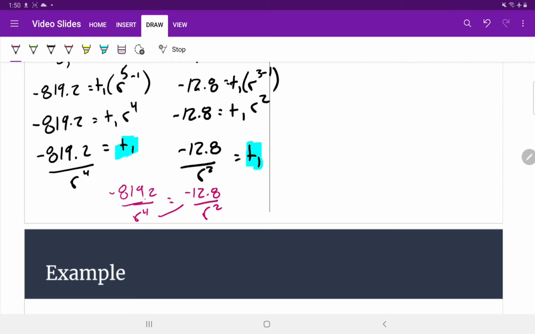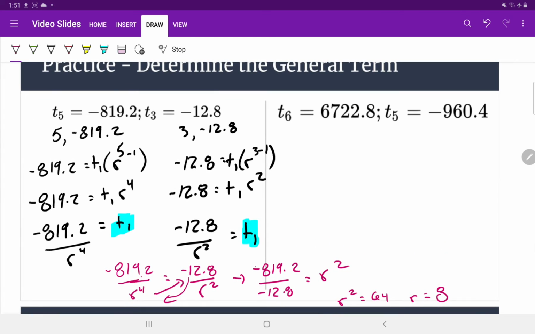So I'm going to move this r over there, and I will divide by 12.8, which is going to give me negative 819.2 divided by negative 12.8 is equal to r squared. I get that r squared because when I multiply by r to the 4th divided by r squared, I'm just going to subtract those exponents, and I'll get r squared. So 819.2 divided by 12.8 gives me 64. That makes sense because r squared is 64, which then means r is going to be equal to 8.